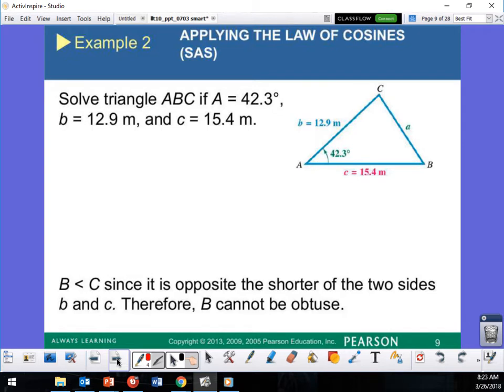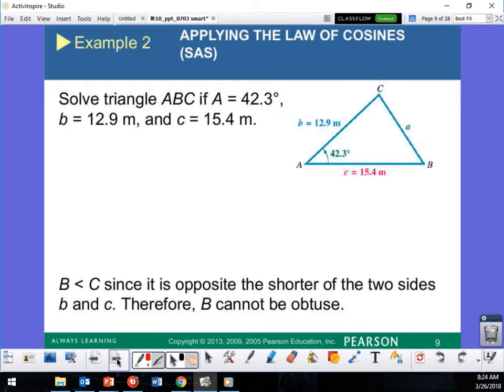Okay, A. Now, do I have enough information here? Side angle side, right? Mm-hmm. Okay, so let's look at this information. All right, so B is less than C. Since it's opposite the shorter of the two sides, B and C, B cannot be obtuse. All right? So that's important to understand when you're actually solving the whole thing. Okay, we're going to go through and solve the sides and angles.